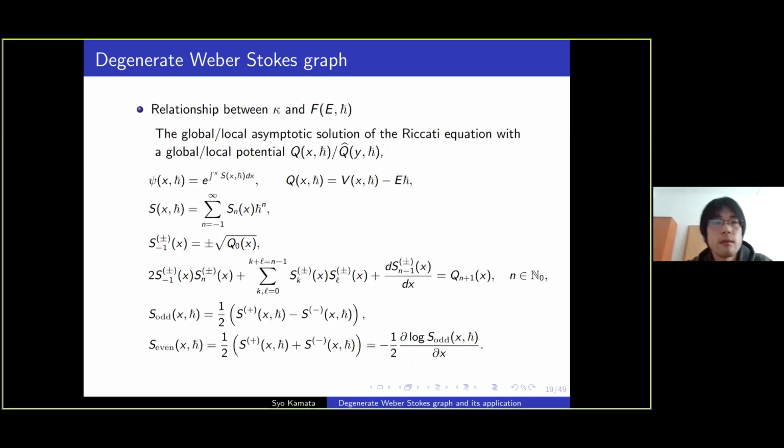First of all, let us consider the relation between kappa and F. Now we put in this formal solution and that. Q is defined by V minus E and is proportional to h bar. Actually, this V can depend on h bar, for example, like in the supersymmetric quantum mechanical system, as we will show later.